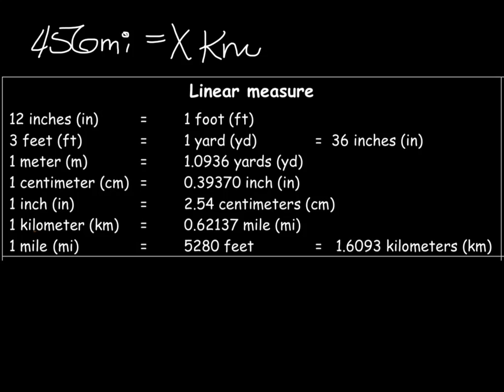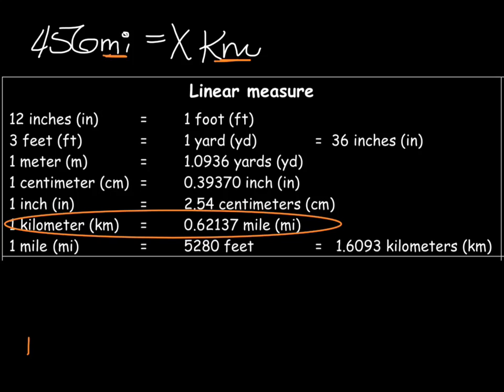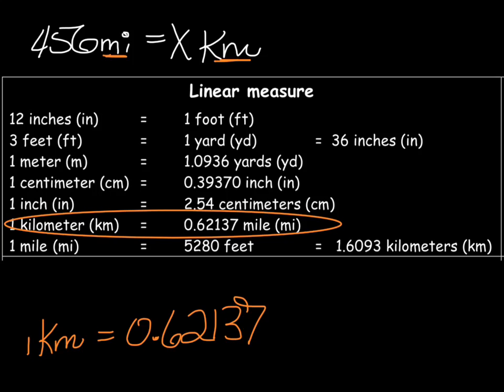So we need to find an equality that has miles and kilometers in it. And there's one right here. So let's use that one. We'll have 1 kilometer equals 0.62137 miles.